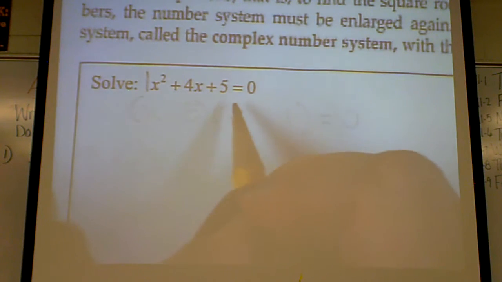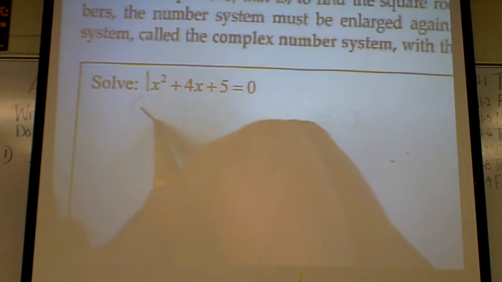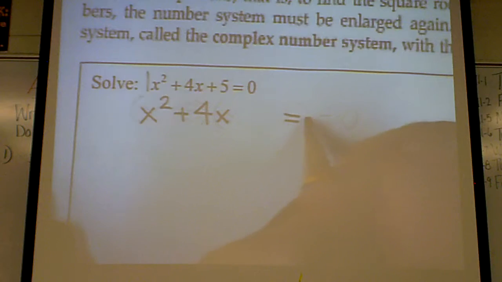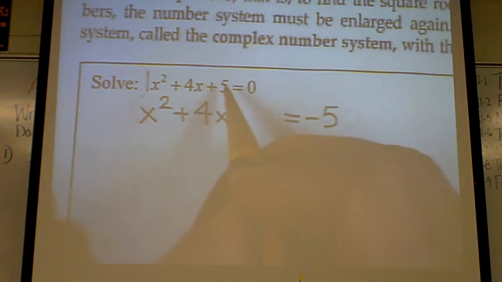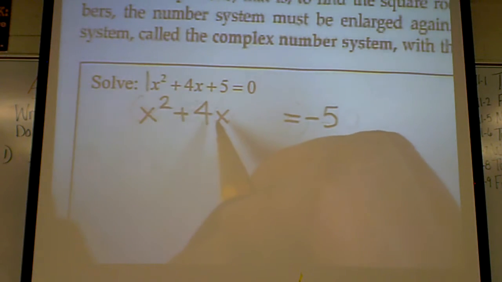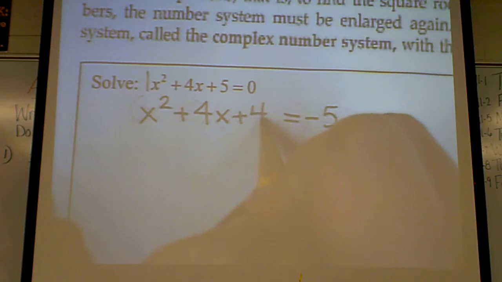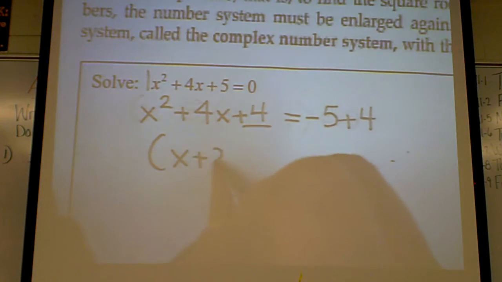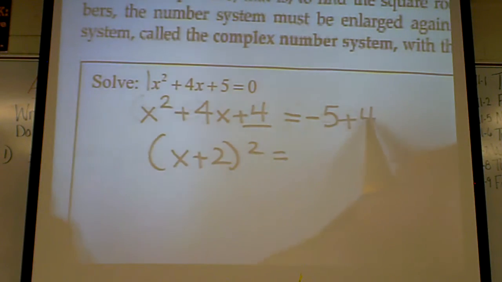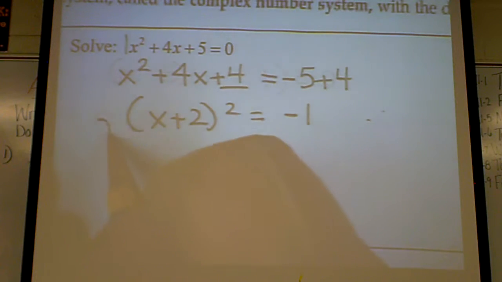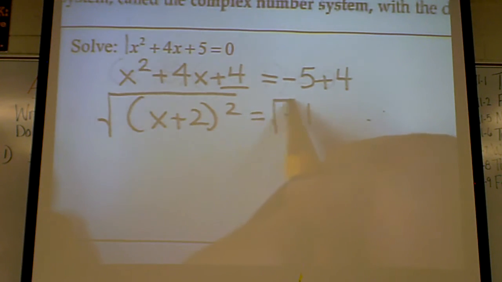So how do we complete the square? What's step 1? Subtract 5. A lot of people forget to change the sign of this C value. Now how do you complete the square? You take half of 4 and square it. You're going to add that number to both sides. Now you factor this. And what's -5 plus 4? -1. Now what do you do? Now you square root both sides. Okay, what do you get?